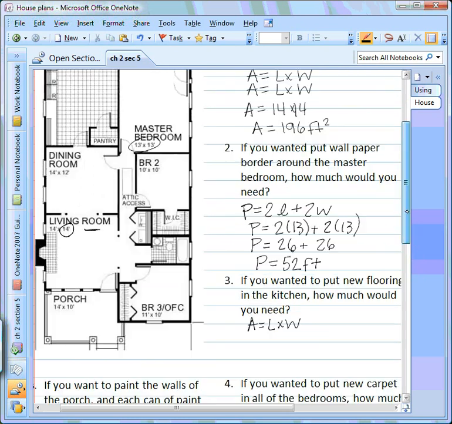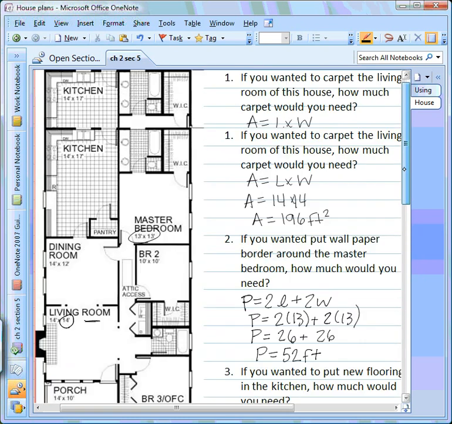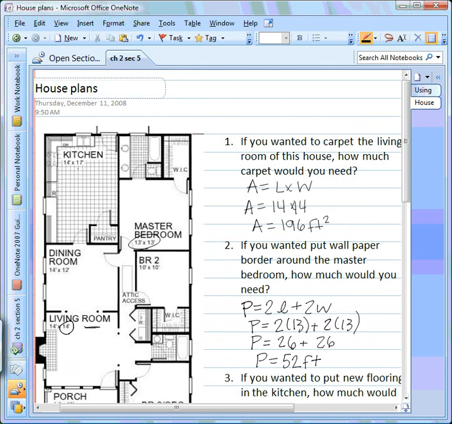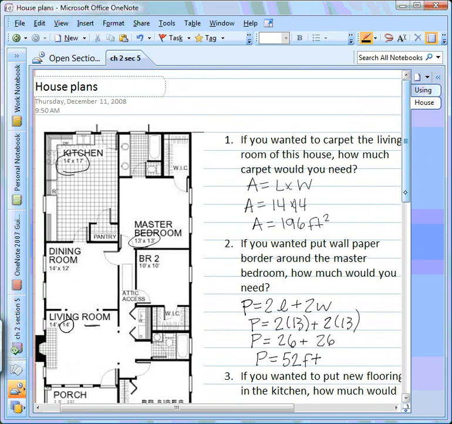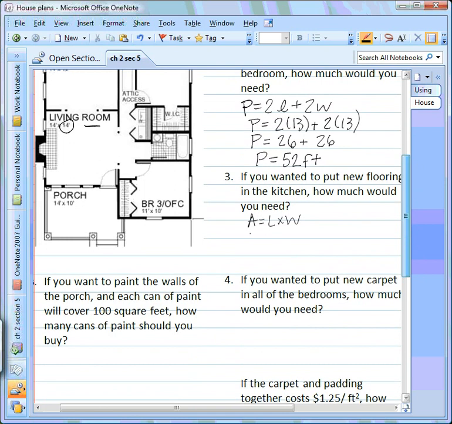Let's go up on our picture and see what the measurements are for the kitchen. Our kitchen measurements here are 14 by 17. So our area is going to equal 14 times 17. If we multiply 14 by 17, we get 238. Our label is feet and it's area, so that means we have to have square units.